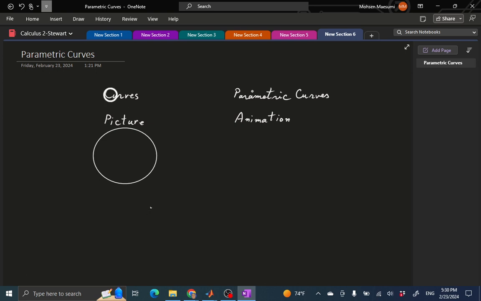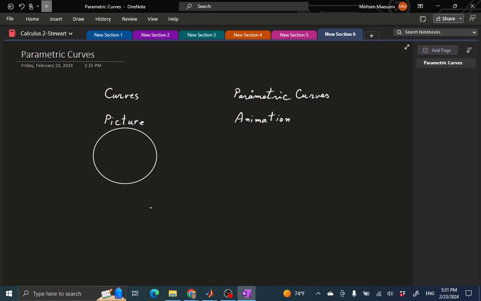So, easiest way to distinguish curves from parametric curves is by these two words. Curves look like pictures. Parametric curves look like animation. So, for example, if I say I'm going to walk on this track, okay, I'm specifying the location I'm going to be, but how about being more precise?